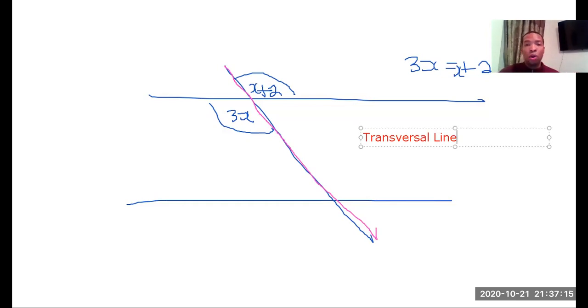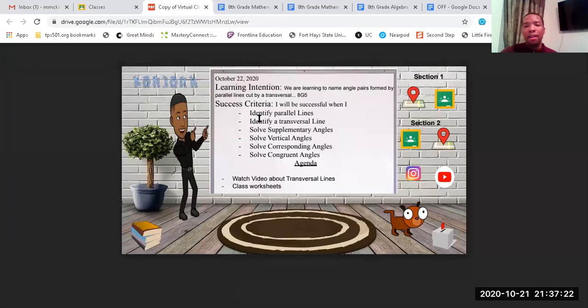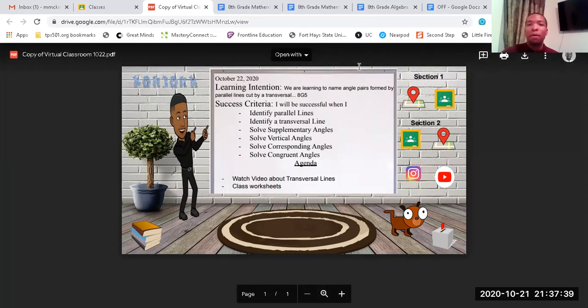Let's go back to our success criteria. If we look at this, we realize that we want to be able to identify parallel lines. We want to be able to identify a transversal line, but also be able to solve supplementary, vertical, corresponding, and congruent angles while we are dealing with all this transversal. Okay, so now we'll go ahead and we'll work some of the questions. Let me know if you have any questions about any of this.